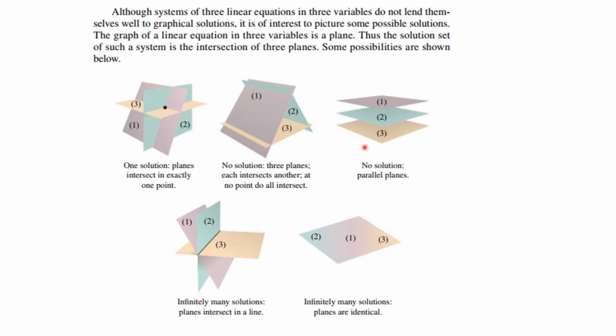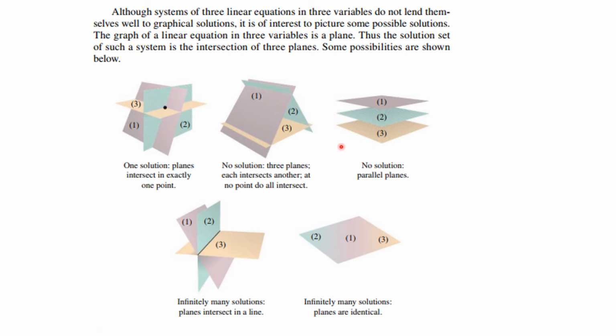Now, although systems of three linear equations in three variables are not appropriate for graphical solutions on your calculator, we can talk about what happens. You see, each of these equations represents a plane or an infinite piece of paper, if you want to think about that. So they could have three pieces of paper intersecting in one point, or not intersecting at all. No point is common to all of them.